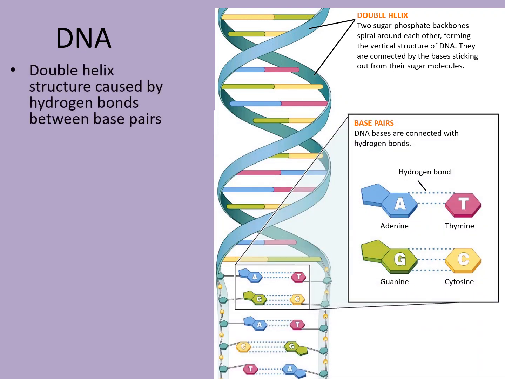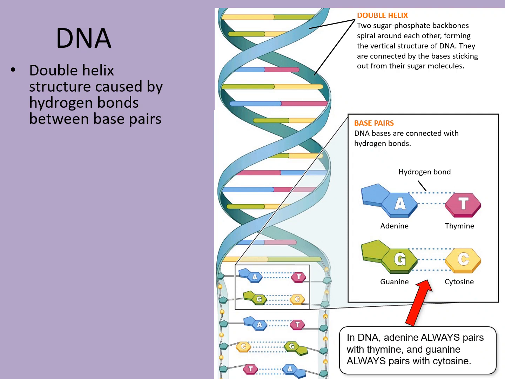So you have base pairs. Adenine always pairs with thymine, and guanine always pairs with cytosine. So you have A, T, and G, C, and that is always how DNA will pair. The double helix structure is caused by those hydrogen bonds between the base pairs. Okay, so yes, DNA: adenine always pairs with thymine, A and T always together, and G and C always together. That will never change.